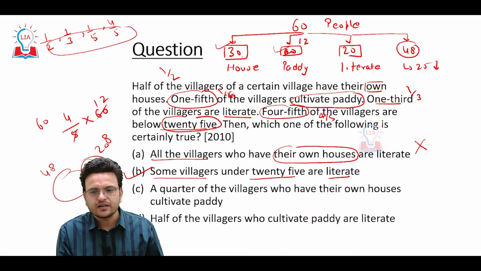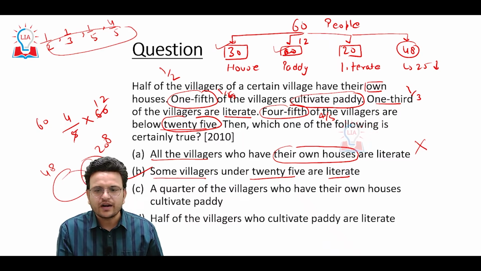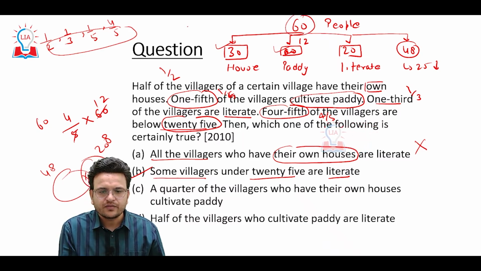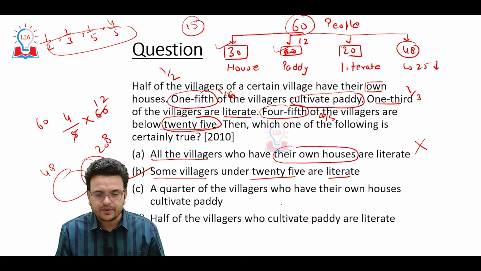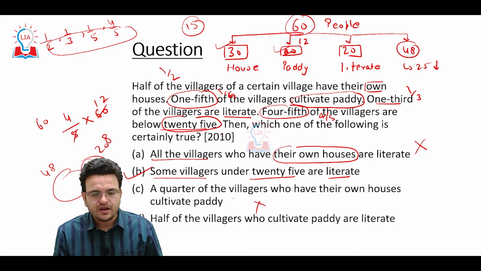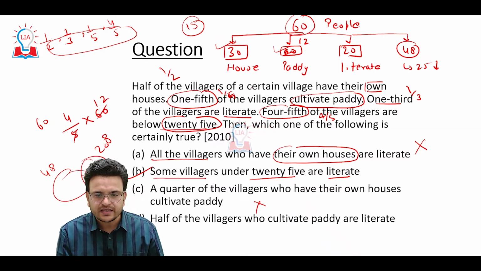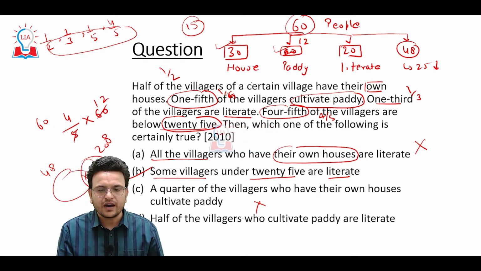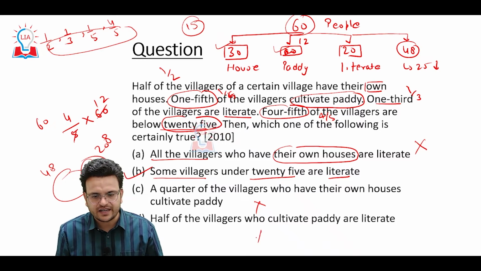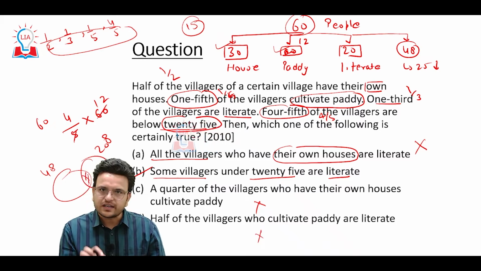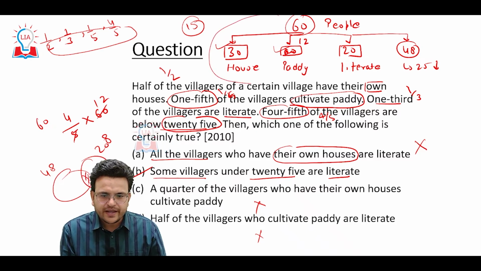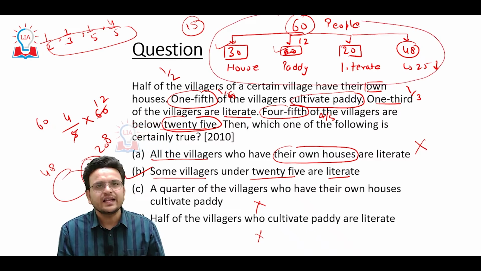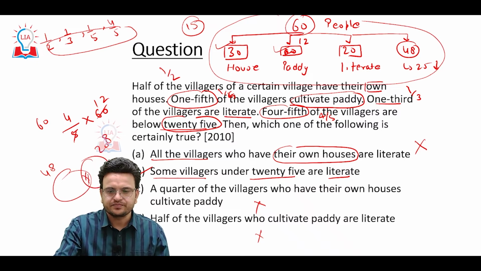Again, a quarter of the villagers who have their own house cultivate paddy. A quarter of the villagers will be 15. No, paddy is cultivated by 12 people, so we can eliminate this also. Half of the villagers who cultivate paddy are half of the villagers who are literate. No, that is again incorrect. So this is a tough question. I will suggest, first of all, make this table, and then this question becomes very easy.